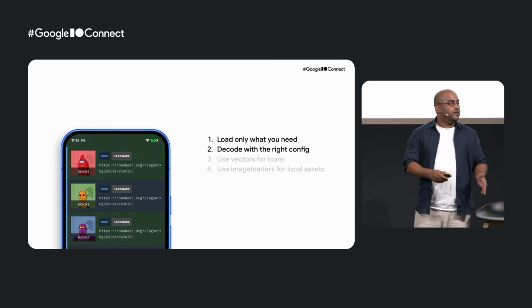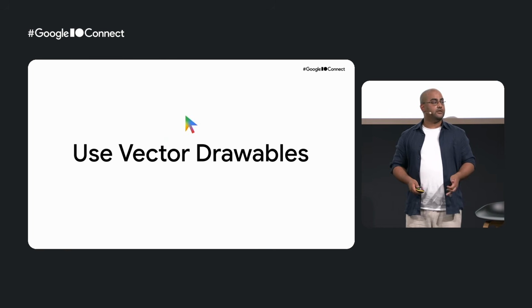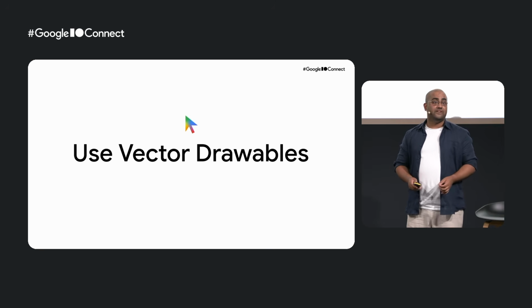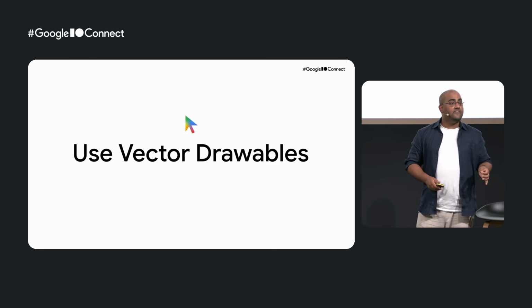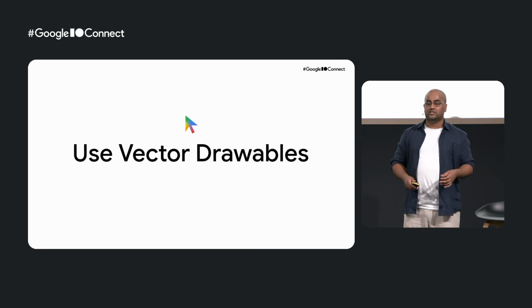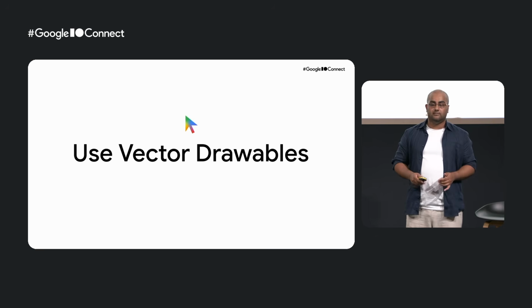Up until now, we've focused exclusively on loading remote images, but local assets are just as important. For icons, buttons, logos, and line art, forget PNGs or WebPs. Your go-to, as it has been for the last decade, should be vector drawables. Because a vector is stored as pure mathematical instructions, it stays crisp when it's rendered on a low or a high resolution device, all from the same file.